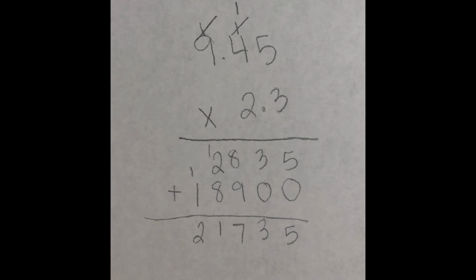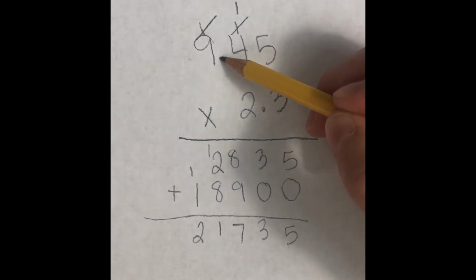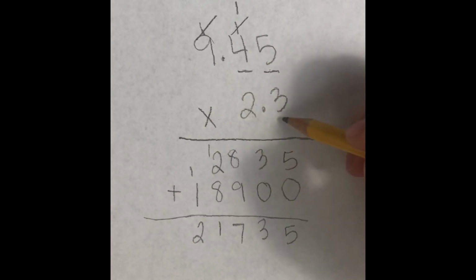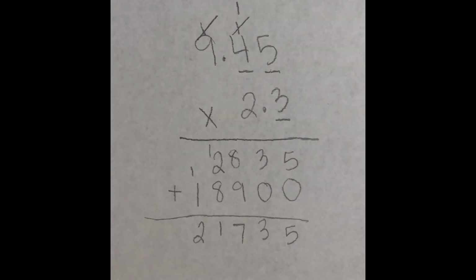The last step is to remember that those decimals are still a part of our number. So I count the number of digits that come after a decimal point in my problem. That is 1, 2, 3 digits that came after a decimal point. And I need to reflect that down here in my answer. So I want 3 digits to come after the decimal point. So I count back 1, 2, 3 places and put my decimal point in so that there are 3 places after my decimal, giving me a final answer of 21 and 735 thousandths.